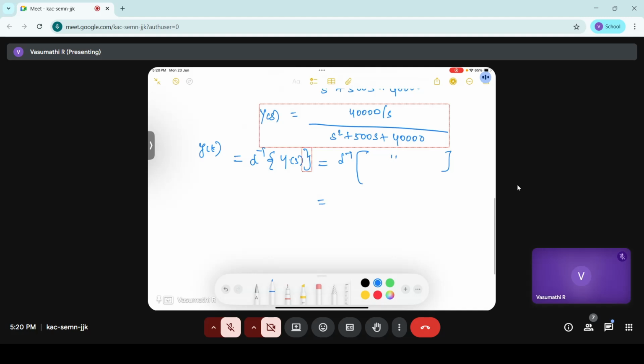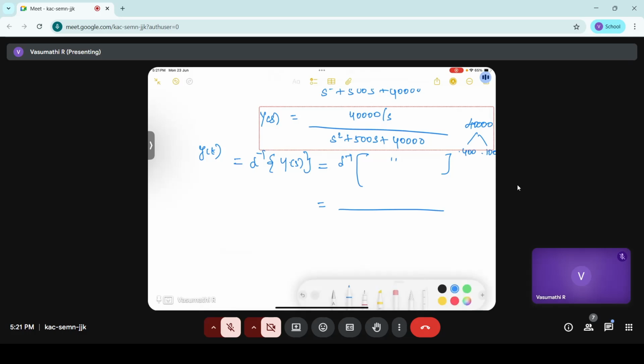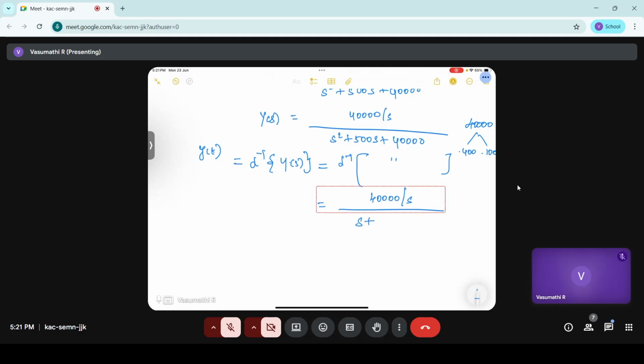When I take this, I have to use partial fractions. To make it simple, I take the factors out: this 40,000 can be separated, and 500 should come. I can separate it as 400 and 100. Add both of these, I will get 500. If I multiply these, I will get 40,000. So there is another term that I am going to keep as it is, 40,000 by s. This will become s plus 100 and s plus 400.